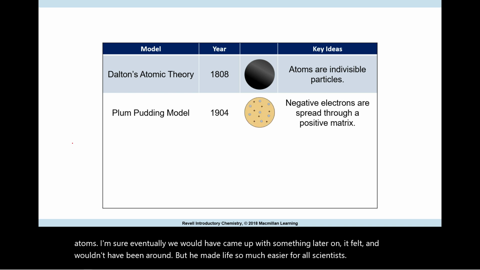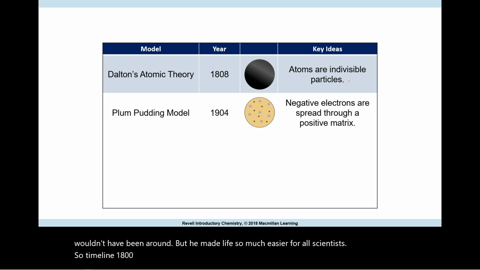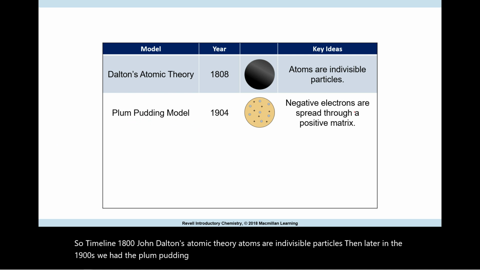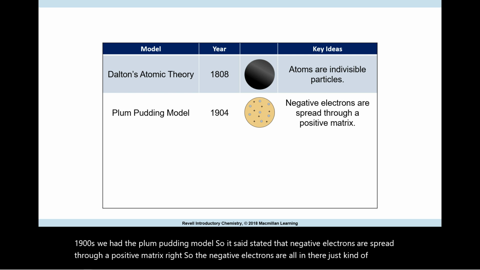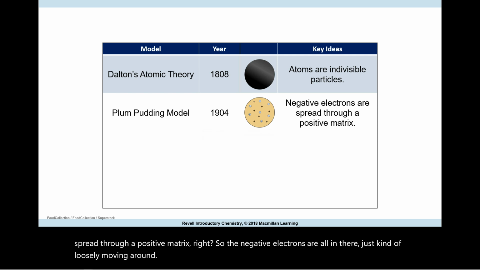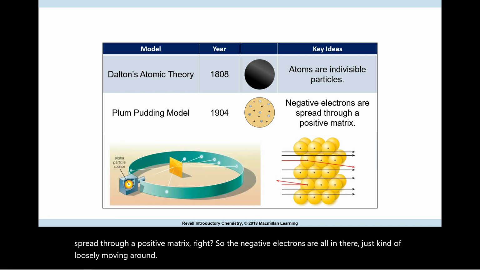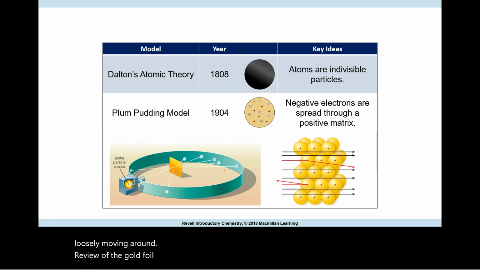So, timeline: 1800, John Dalton's atomic theory, atoms are indivisible particles. Then later in the 1900s, we had the plum pudding model. It stated that negative electrons are spread through a positive matrix, right? So the negative electrons are all in there, just kind of loosely moving around. Then a review of the gold foil experiment, in which the nucleus was discovered, that it was small, dense, and positively charged.